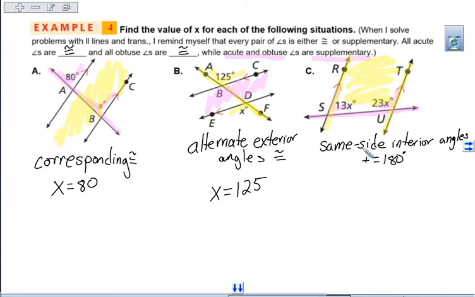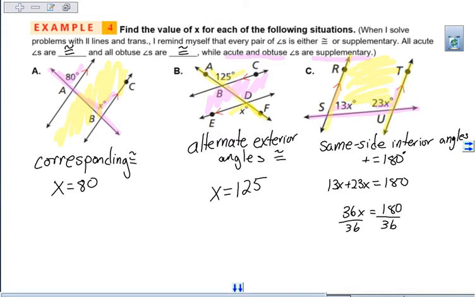So that's what we're going to do. We're going to add 13x plus 23x, set it equal to 180. Then we're going to combine our like terms. So we have 36x equals 180. And then we're going to divide by 36 on both sides. And when we divide by 36, we get that x equals 5.